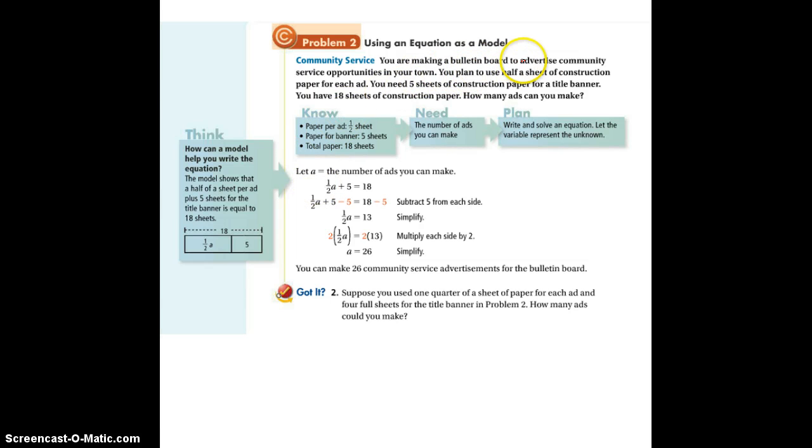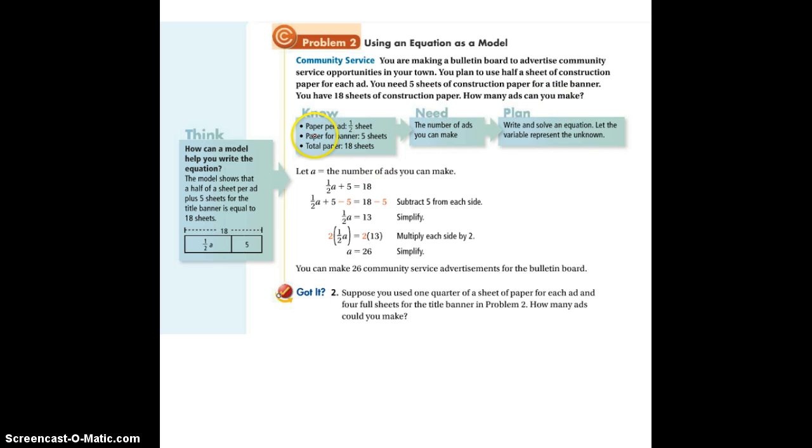You are making a bulletin board to advertise community service opportunities in your town. You plan to use half a sheet of construction paper for each ad. You need 5 sheets of construction paper for a title banner. You have 18 sheets of construction paper. How many ads can you make?